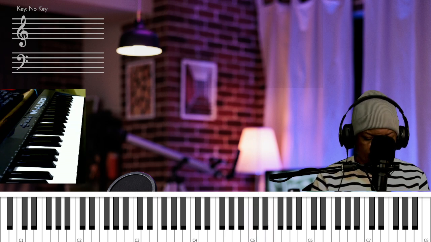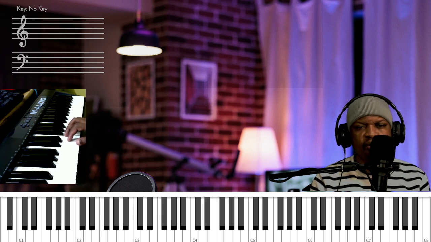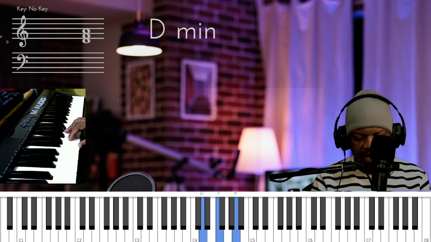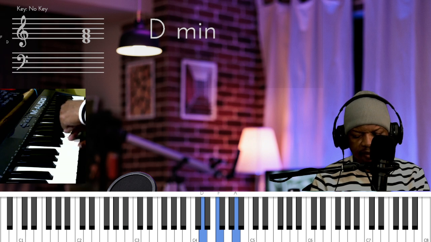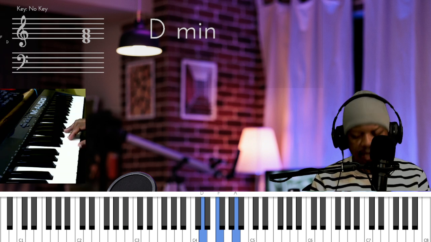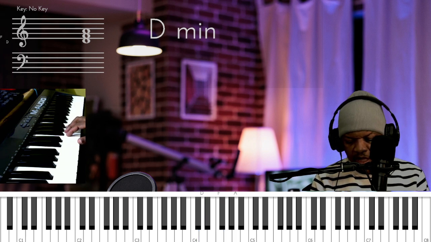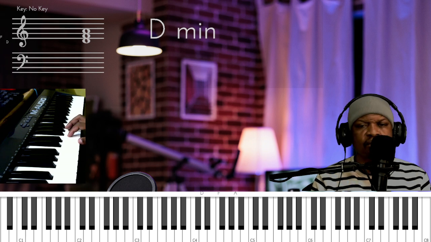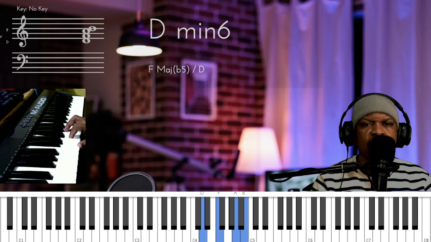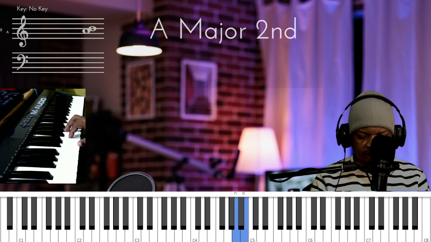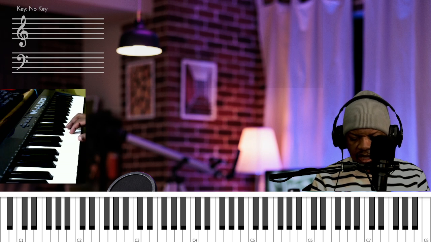So now let's look also at the minor. On the minor chord, we are going to look at D. When you add the 6th of D, the major 6, you're still going to add the major 6. In this situation, it's going to give you D minor 6. Let's look at 2. Now 2 is a bit different.